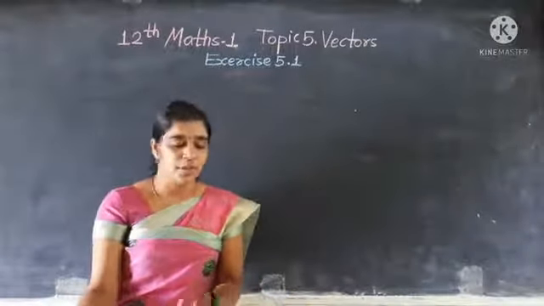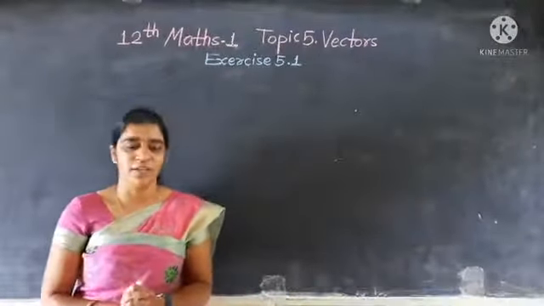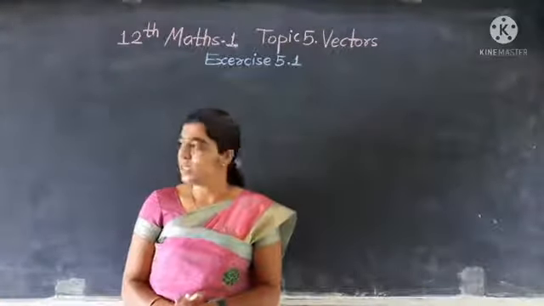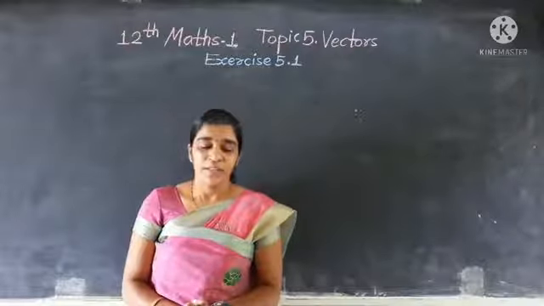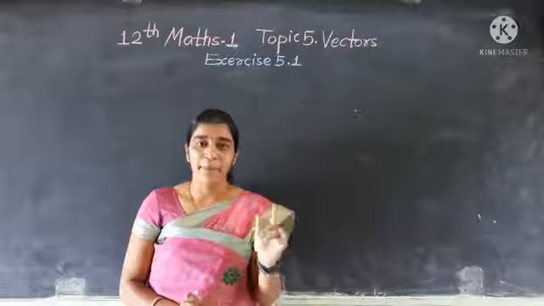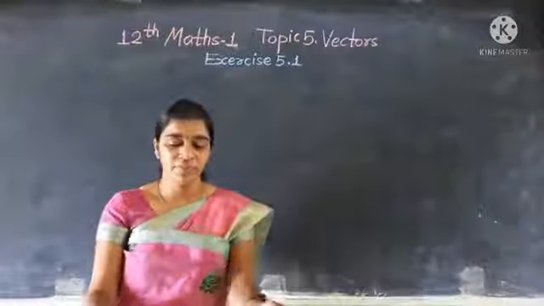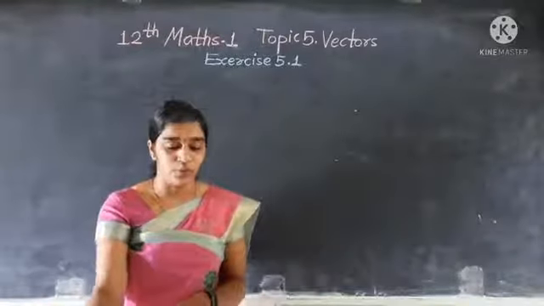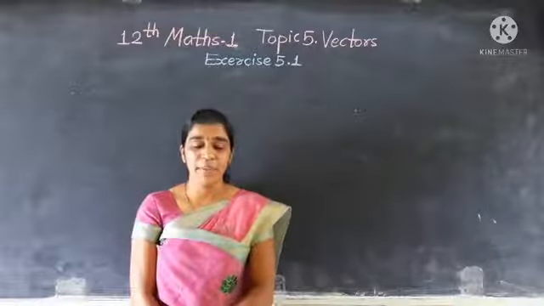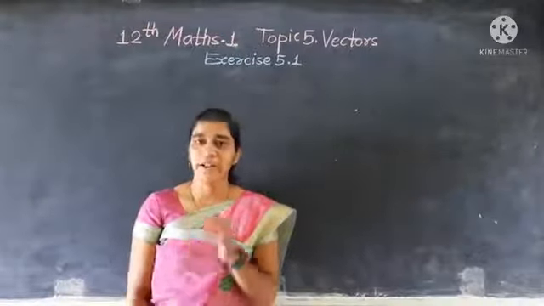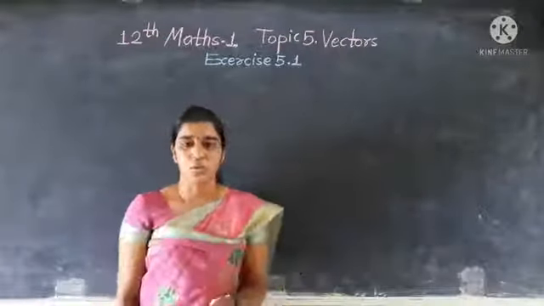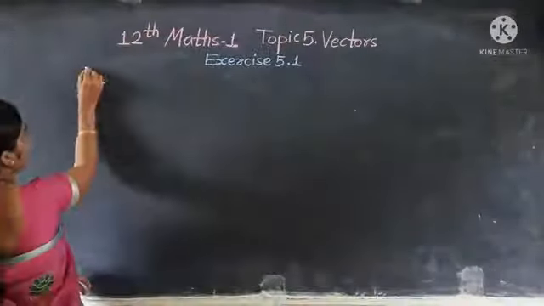See, in the textbook page number 151, examples in exercise 5.1. Question 1 is: the vector A bar is directed due north and the magnitude of A bar is given as 24. The vector B bar is directed to the west and the magnitude of B bar is given as 7. We have to find the magnitude of A bar plus B bar. Okay, so let's start. Question number first.